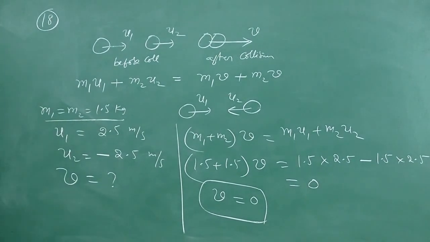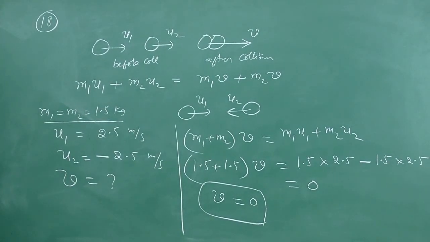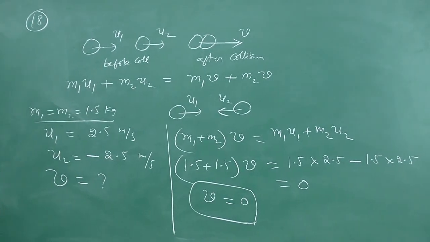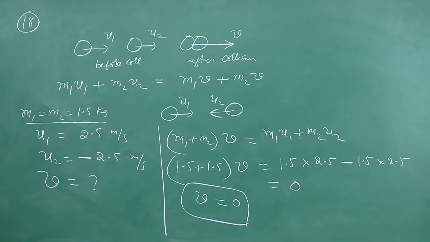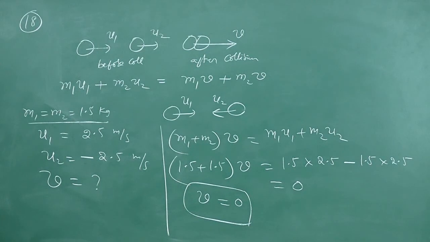That means after collision they simply stay at rest, since they are moving with the same velocity in opposite directions and having the same mass. After collision they are simply going to be stopped. 0, that is the common velocity. That means the two bodies stick together and finally stop. Common velocity is 0.